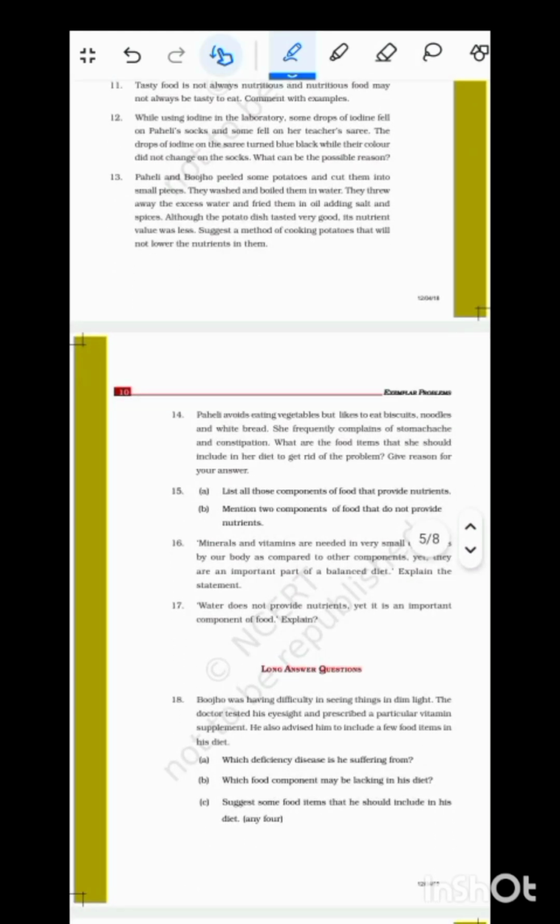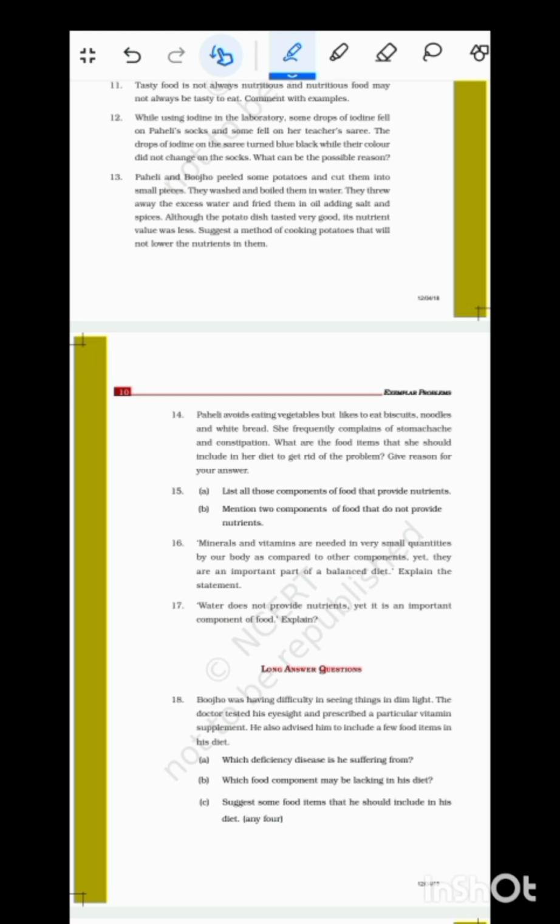Tasty food is not always nutritious, and nutritious food may not be always tasty to eat. Comment with examples. This is a very true statement. We all are familiar with it from a very childhood. Tasty food is not always nutritious. For example, we take the example of burger, samosa, chow-mein, potato chips, pizza, and so on, oily curries, etc. They're very tasty to eat, but they're not nutritious. As we always have to consume a balanced diet, we should not consume this to a very great extent. This food contains refined flours, spices, and a lot of oils, which is not good for our health.